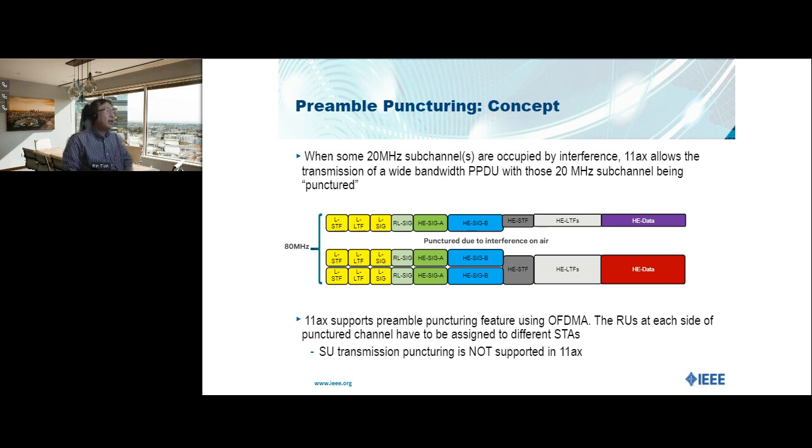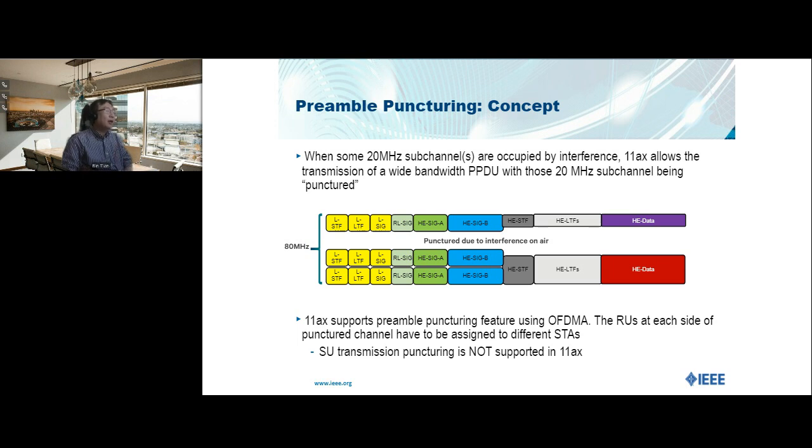In the drawing I'm showing in the slides there, assume the bottom one is the primary 20 megahertz. Before 11ax, if they find the third 20 megahertz is busy, 11ac can only transmit in the lower 40 megahertz, below the third 20 megahertz, which is interference. In 11ax, you introduce preamble puncturing so that you can still transmit an 80 megahertz PPDU, just you don't transmit in that interfered 20 megahertz.